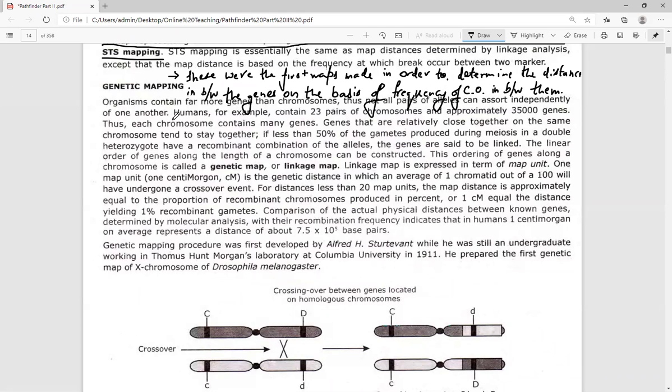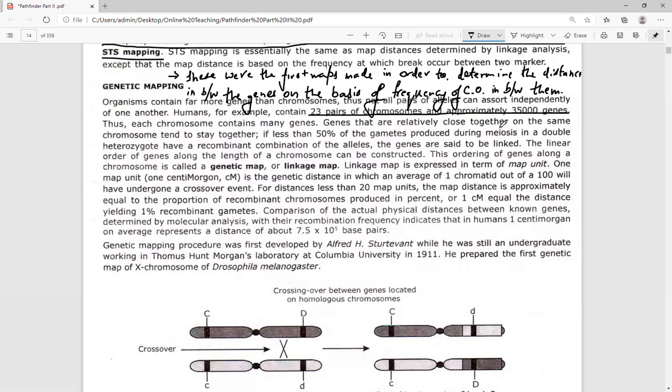mapping. Next, organisms contain far more genes than chromosomes. These are all part of the alleles and can assort independently. The human genome has approximately 23 pairs of chromosomes and approximately 35,000 genes. Less than 1% of our genome is coding, and more than 98% of our genome is non-coding in nature.